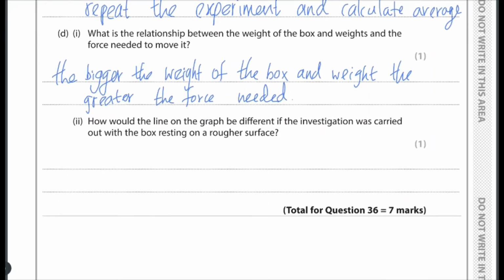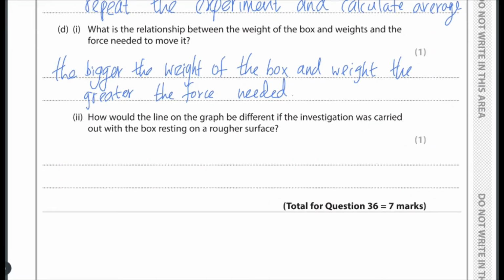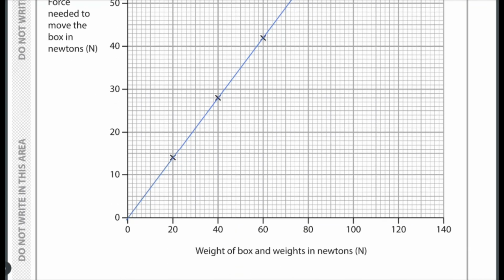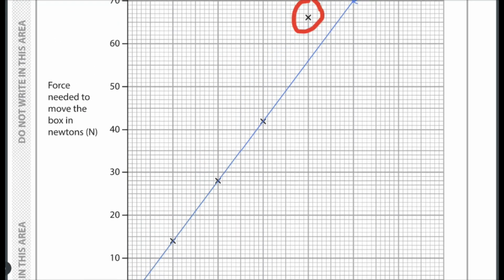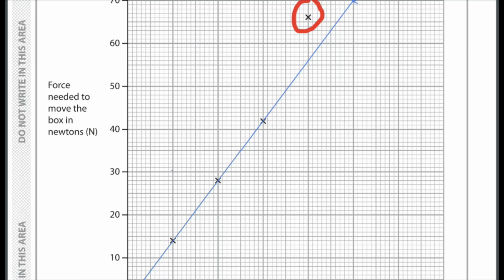Next one: how would the line on the graph be different if the investigation was carried out with the box resting on a rougher surface? We know that then there will be more friction, so more force will be needed to drag it to this side. I'll move to the graph over here. If the weight value is over there, these points will be a little bit farther away. I'll use a different color; it will be somewhere like that. So that means the line will be steeper.